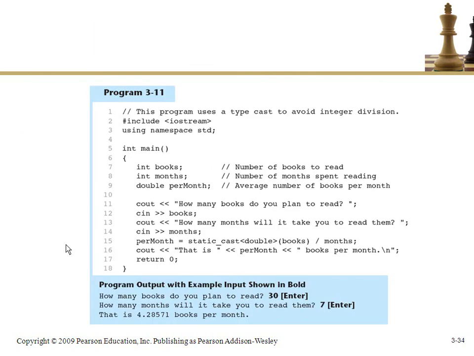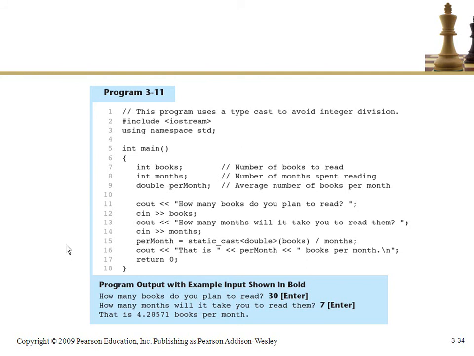Let's look at example 3.11. We want to calculate the average number of books somebody would read in a month. In this program, we have two integer variables, one in line 7, books, defined as the number of books to read, and months, which is the number of months spent reading these books.